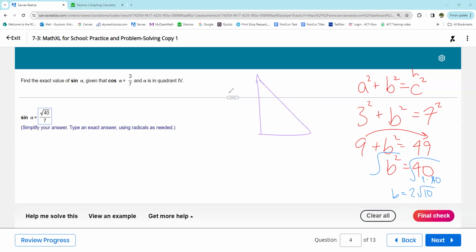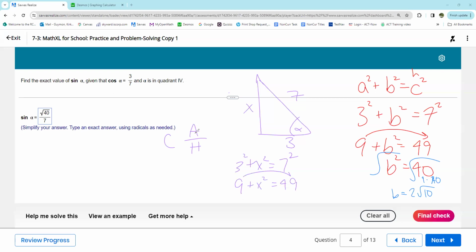It said the cosine, which is adjacent over hypotenuse. So adjacent, I'll go from this angle, 3, hypotenuse 7. I don't know that side. So 3 squared plus x squared equals 7 squared. 7 squared is 49, I'm pretty sure on that. And 3 squared is 9.